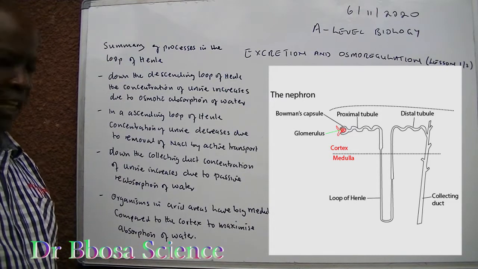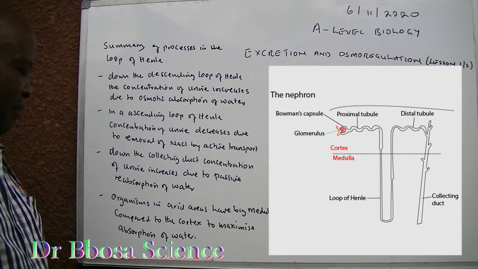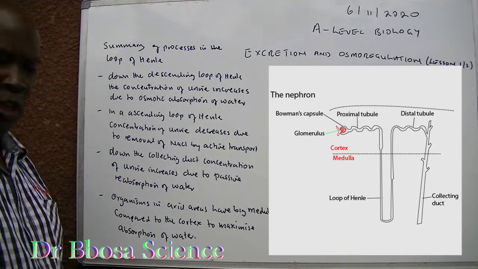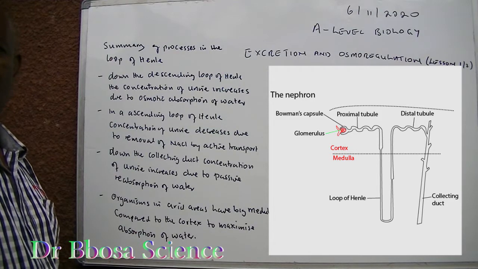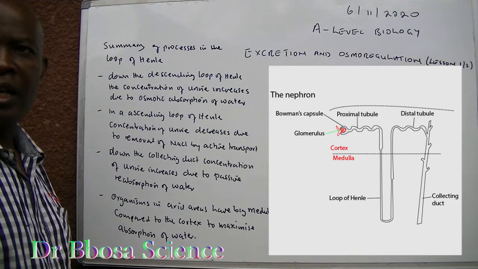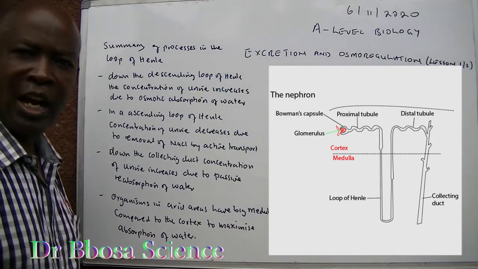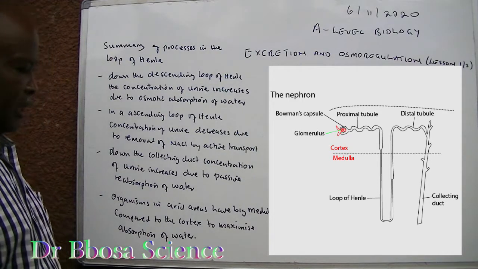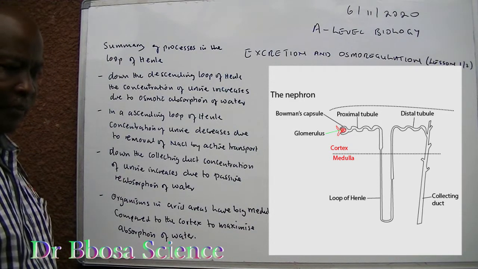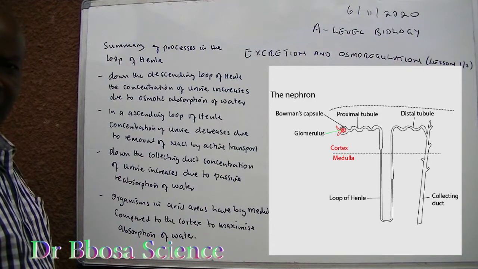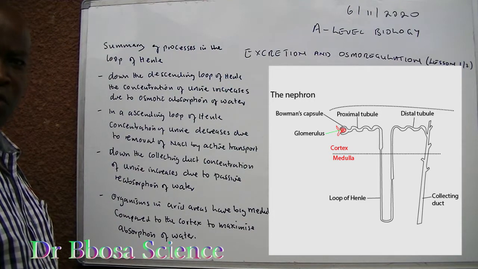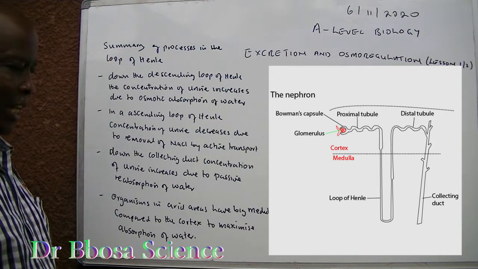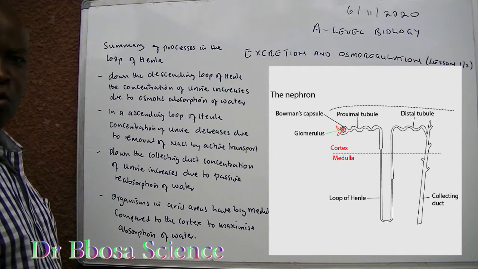Organisms in arid areas have a big medulla compared to the cortex to maximize absorption of water. So we can compare the kidneys of two organisms. The one living in an arid area will have a relatively bigger medulla compared to the one which lives in an area where there is a lot of water.